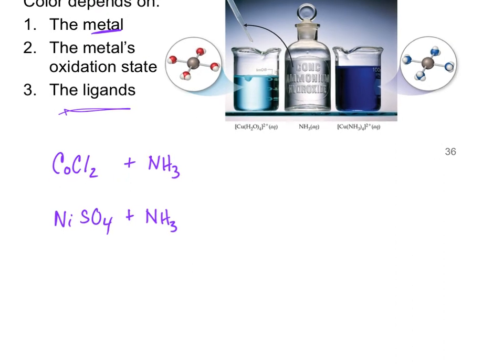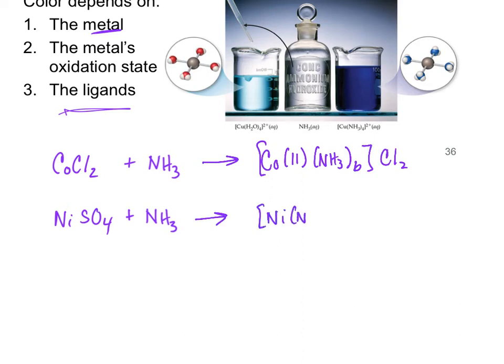So I have graduated cylinders of ammonia. What we're going to do is form a cobalt-2 complex with the ammonia, Co(NH3)6, with 2 chlorides there to balance it out. And with the nickel, we're going to form the nickel ammonia complex, and its counter ion is the sulfate ion.